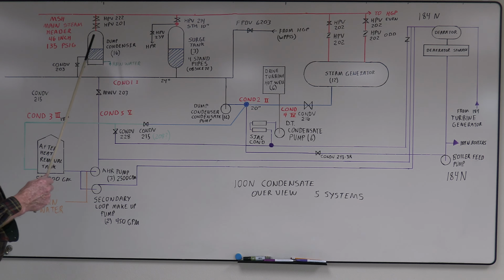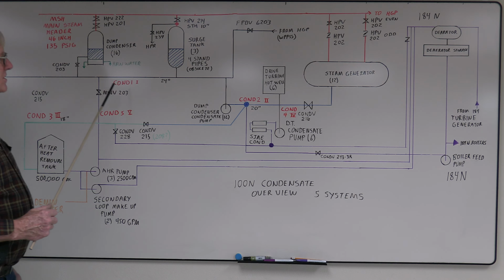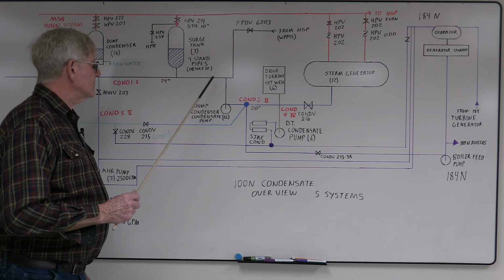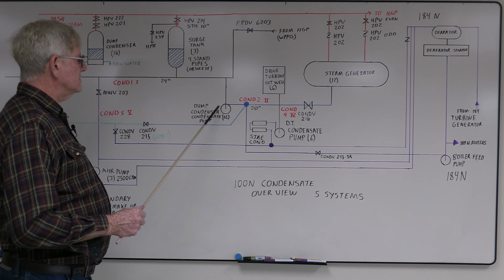Main steam header, 46-inch line. This stuff is broken into sections. I will show that later. This is just a real quick overview. Ran about 135 psi. From condensate 1, went down your dump condenser condensate pumps. There are 16 of these.